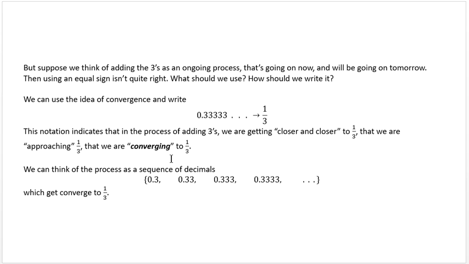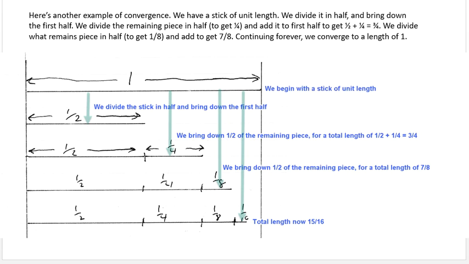Now we can think of each of the separate numbers, we can separate them out. We could say we start at 0.3, and then we add 1 3. We add another 3, and we add another 3, and we keep going, and we converge to 1/3. And this is what we'll call a sequence.